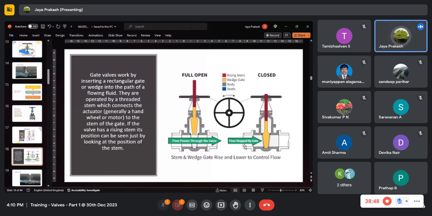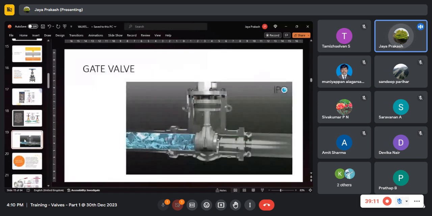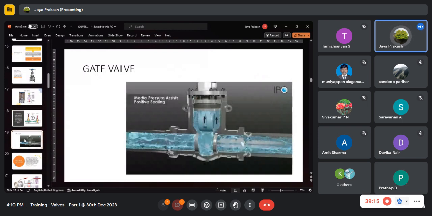So this is the stem. When the stem goes up, fluid goes through without any hitch, and when it is closed, the flow is stopped. That's all. This is a very simple mechanism. This is the functioning of the gate valve, how the gate valve is functioning.